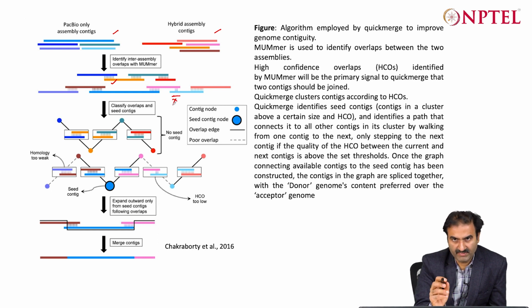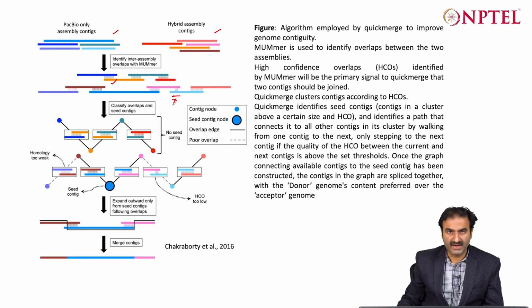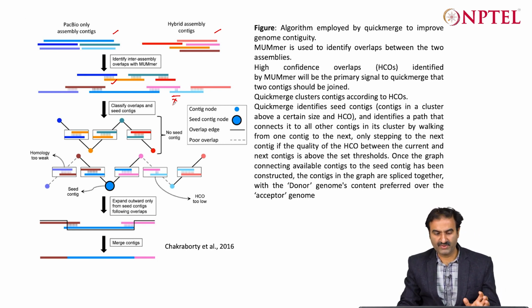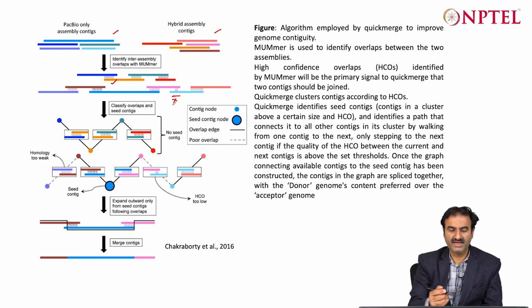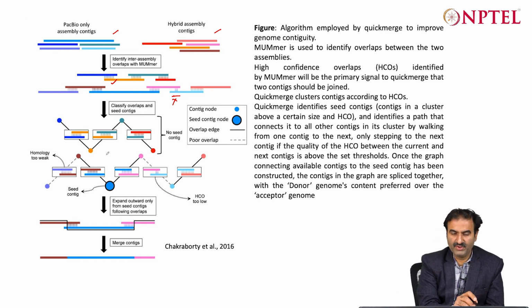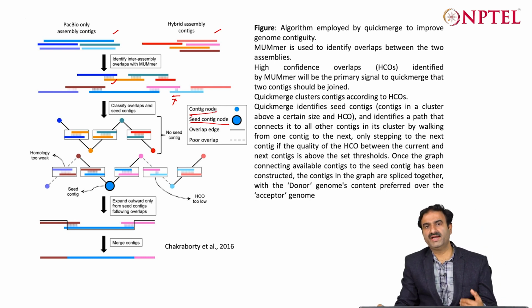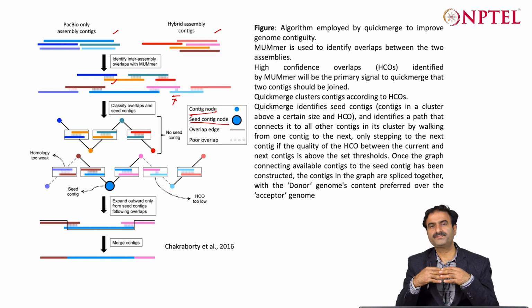That is why it will score them as high confidence overlap, and the low confidence places where it could not find a high confidence overlap. So it will be using the high confidence overlap with the longer contigs as the seed contig node and others as the contig node. The idea is that those contigs that show higher confidence overlap should be connected together, right.